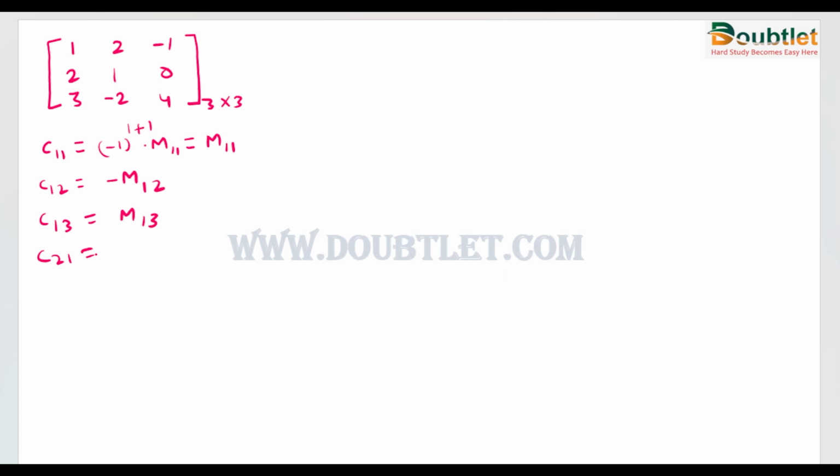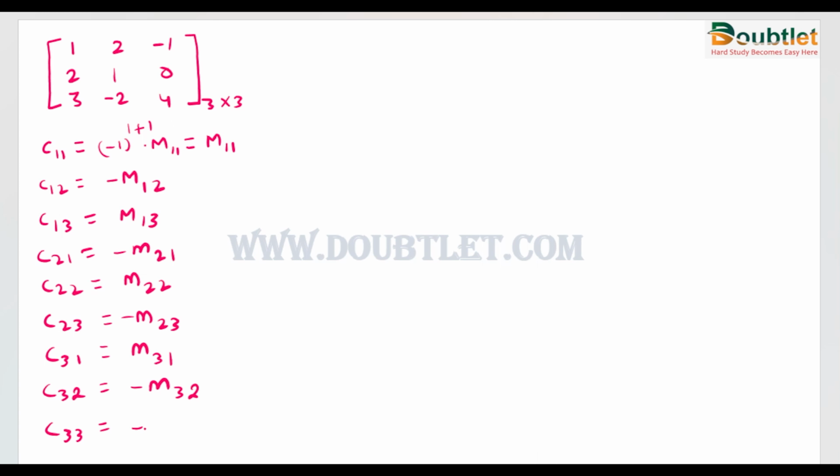So C21 will become minus of M21. C22 will become plus of M22, the minor of the second row and second column. For C23 this will become minus of M23. Now C31 will become plus of M31. C32 will become minus of M32, and C33 will become plus of M33.